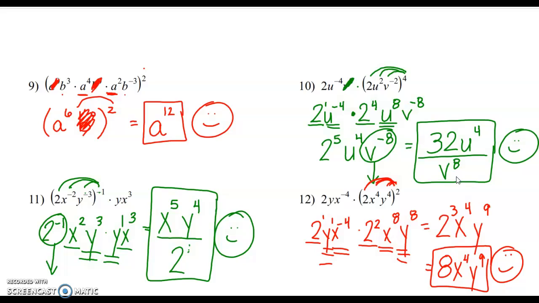So those are our 2 properties today. When you have a power of a power, when you have a double power, you multiply. And when you have a power on the inside, you bring it to all of the pieces of the product on the inside.